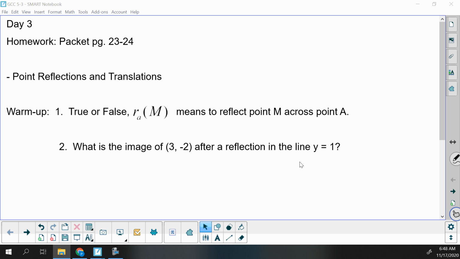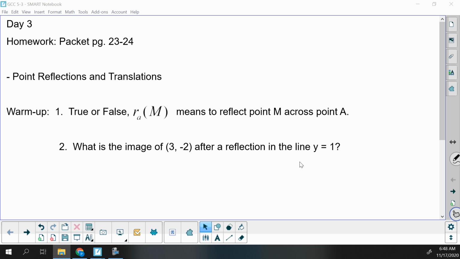All right, welcome to day 3 of Unit 5. In your homework planners, you can put packet page 23 to 24. You can also be working on the problem set, which is due Tuesday the 1st.